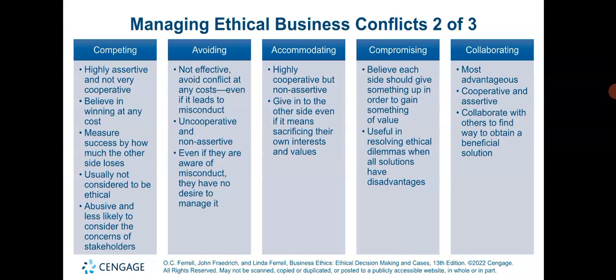The fourth one is compromising. So compromising is believing each side should give something up in order to gain something of value. Compromising is the middle ground both ways. It's middle ground in assertiveness and middle ground in cooperating. It is useful in resolving ethical dilemmas when all solutions have disadvantages.